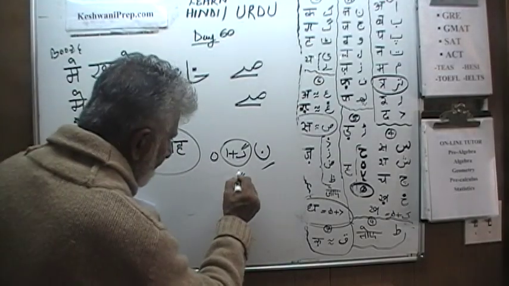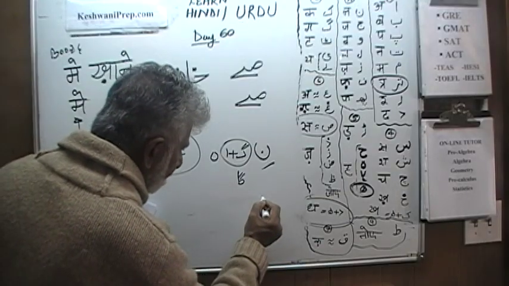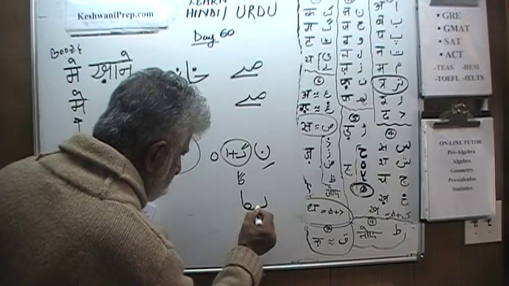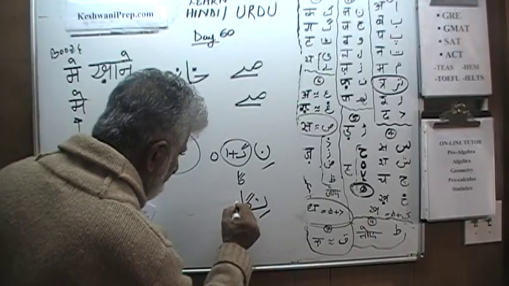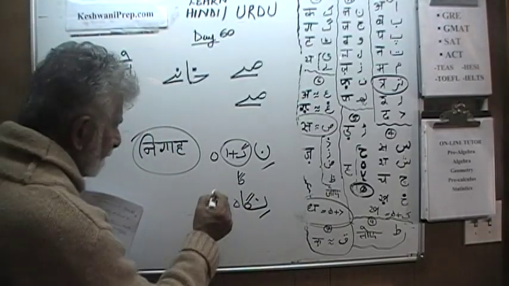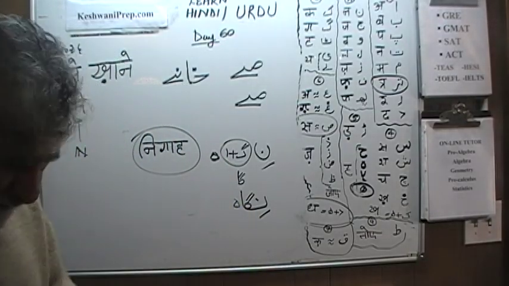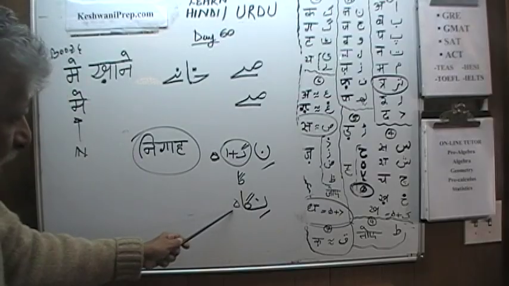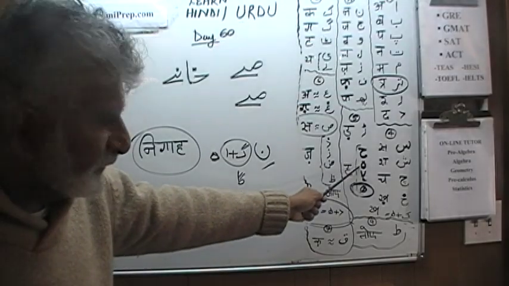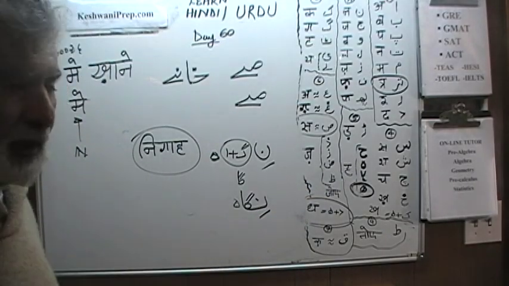To which we're going to join the alif. So it looks like this. Ni, ga, and H. This H right here. This last part is H, which is right here, the second H. And now it says nigah.